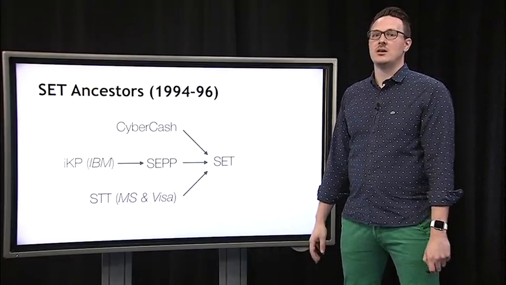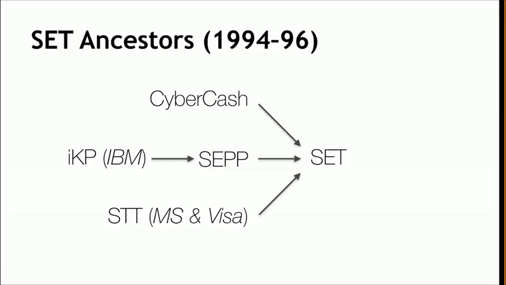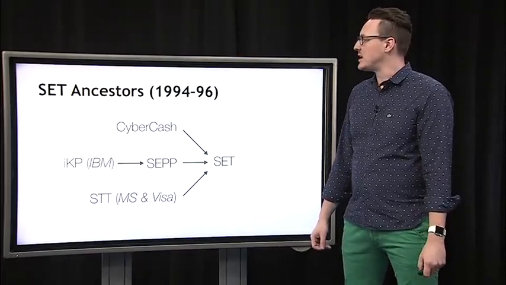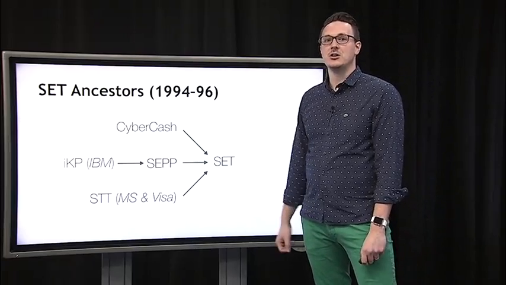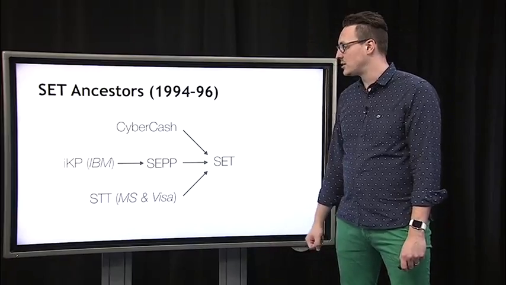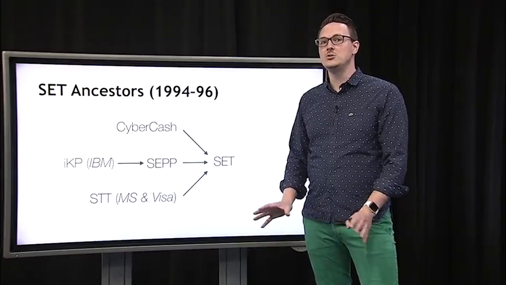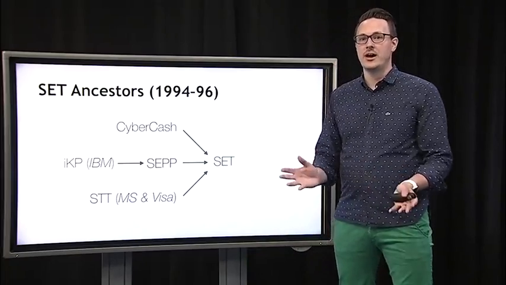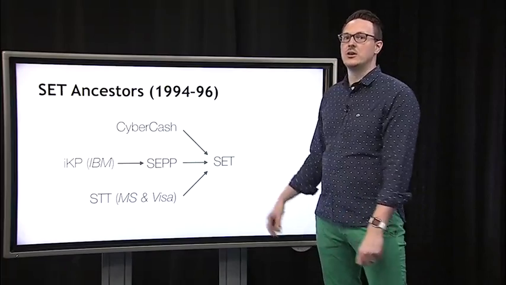Now, SET was a standard that was developed by Visa and MasterCard in conjunction with a lot of technology companies at the time: Netscape, Microsoft, VeriSign, RSA. SET had some intellectual ancestors. There was another company at the time called CyberCash. IBM had a proposal called IKP that was later standardized into a standard called SEP. And Microsoft, working with Visa, had also developed their own standard. All of these use that same architecture that we just described. And so the idea of SET was to unify this architecture, provide a specification where all of these systems would fit under the umbrella of SET.